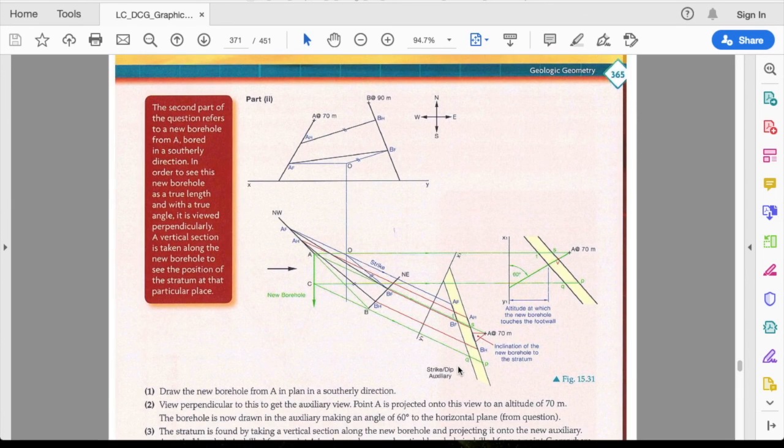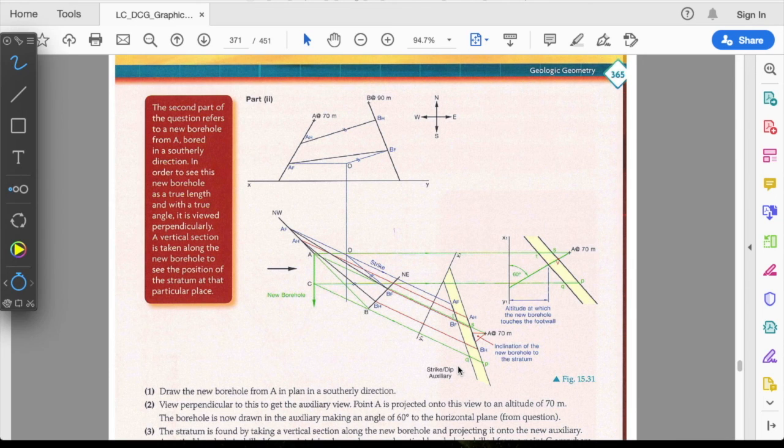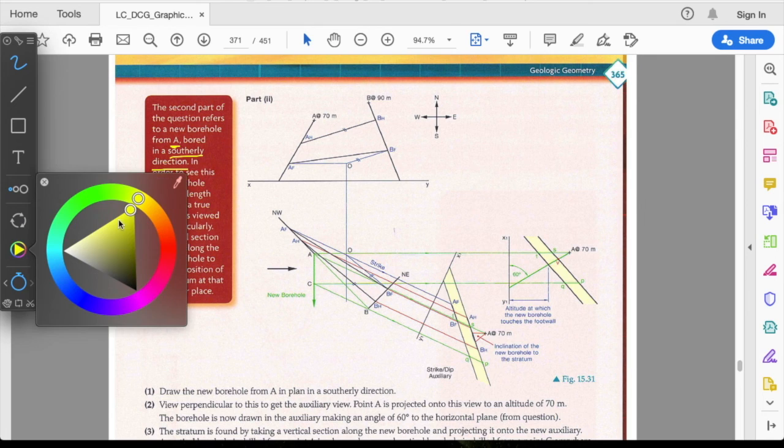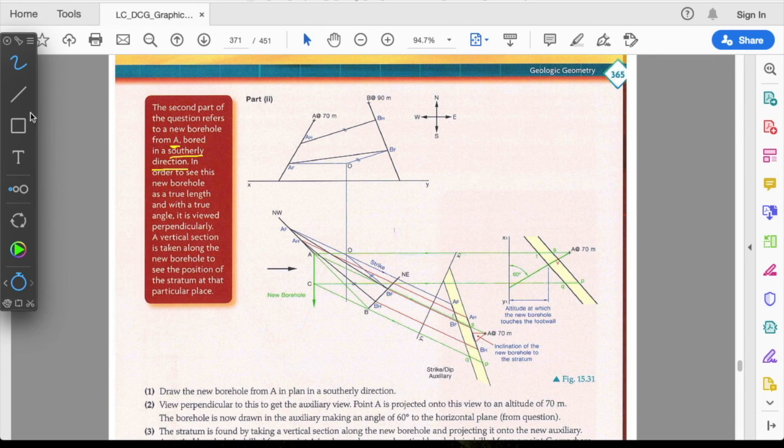And the second part then is where we're looking for that borehole. It has it here again: it's drilled from A in a southerly direction, and then it was going to be at 60 degrees to the horizontal plane, which is missing here. So 60 degrees to the horizontal. What you'll see here is, first of all, southerly direction. It's from A here, which was given to us in a southerly direction. So we're going to have a borehole coming down like this.